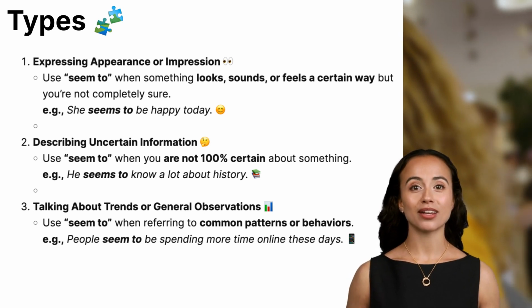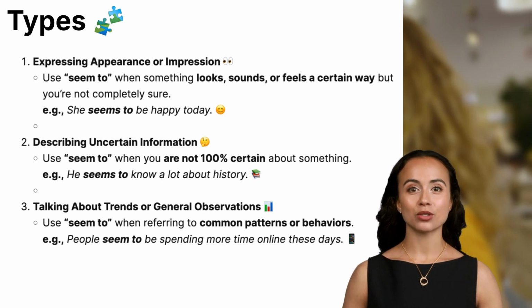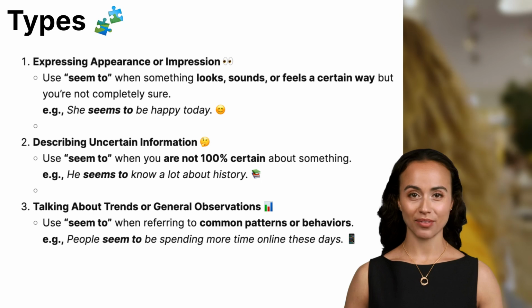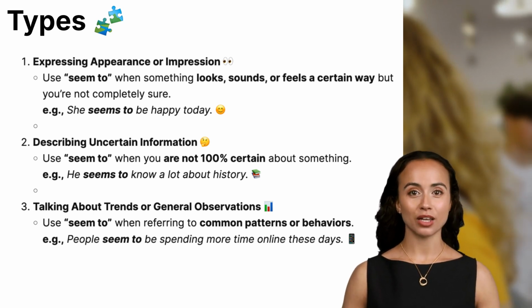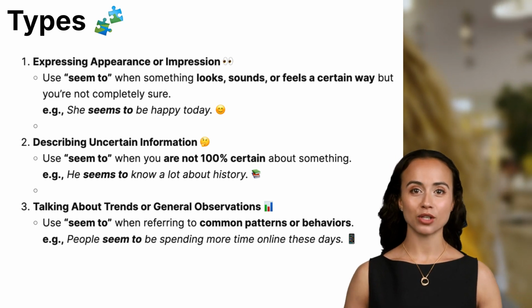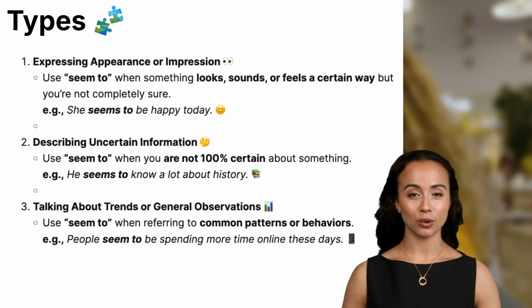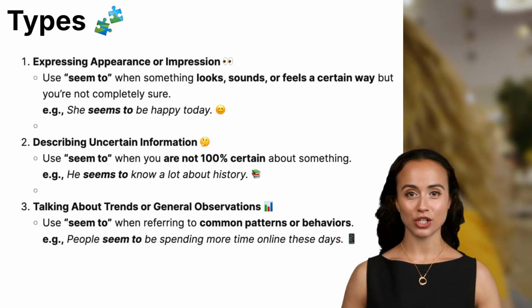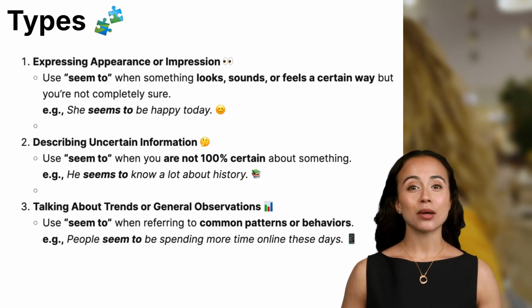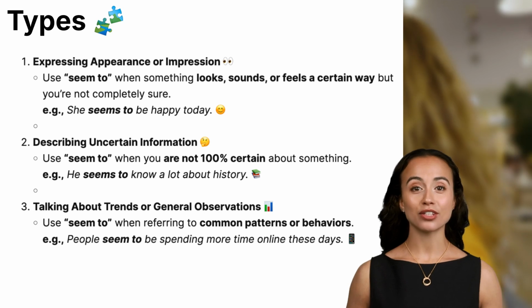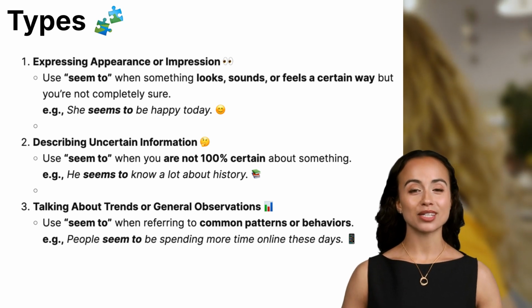2. Describing uncertain information. Use "seem to" when you aren't 100% sure about something, but have a reason to believe it's true. Example: He seems to know a lot about history. This means that based on what he says, he appears knowledgeable about history, but you're not completely sure. More examples: They seem to have a big house. She seems to remember you from last time. If you aren't fully certain about something, "seem to" helps you express that.